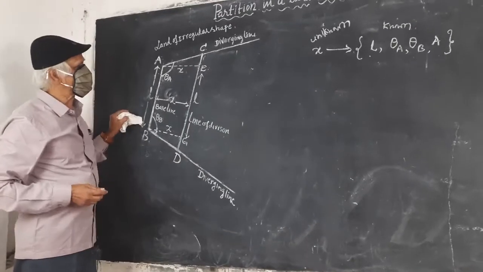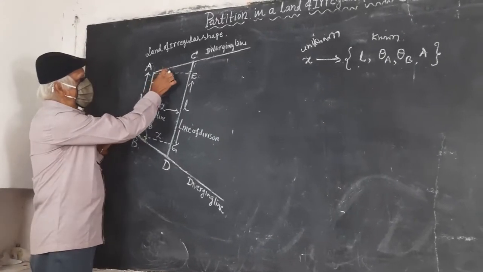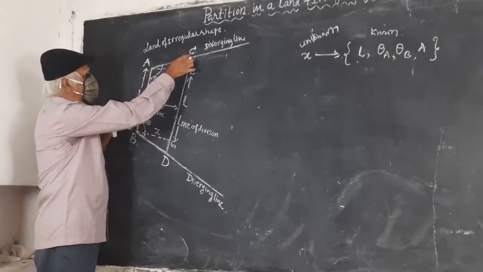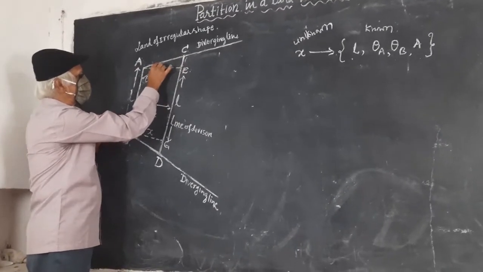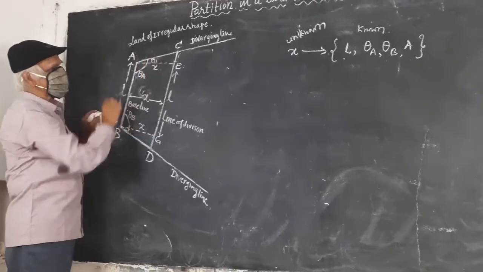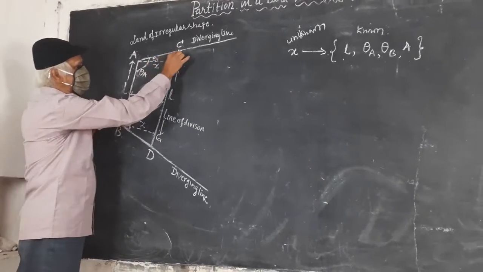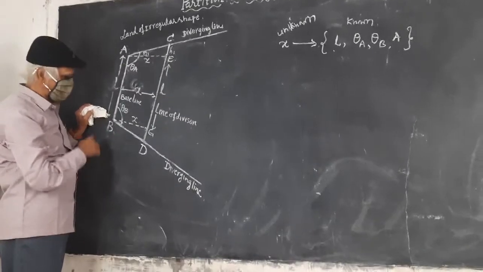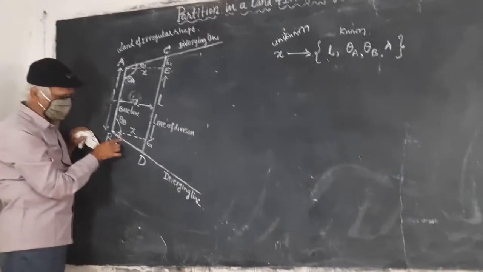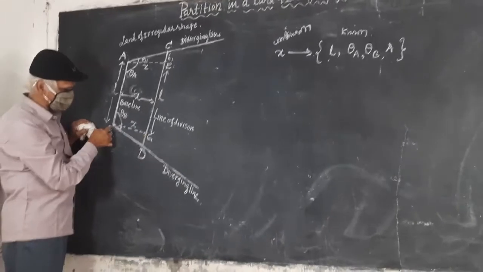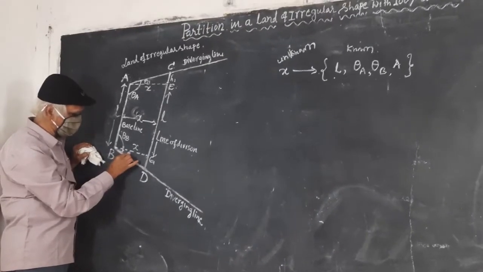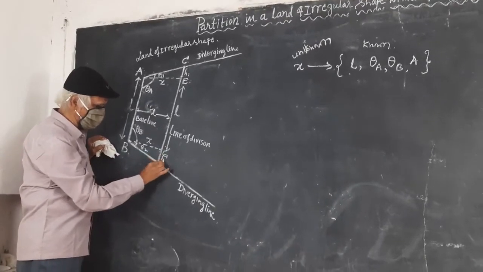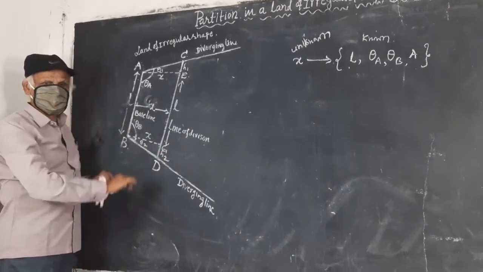So next, in the upper right hand triangle AEC, let us call the acute angle CAE as theta 1. Let CE be H1, which is opposite side. And here in the lower right angle triangle, let us call the acute angle GBD as theta 2. The opposite side GD be H2.